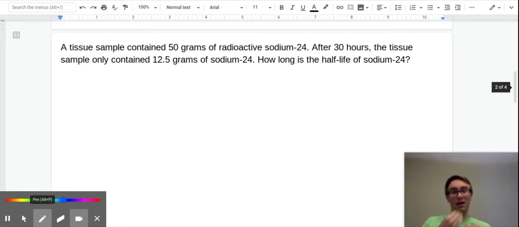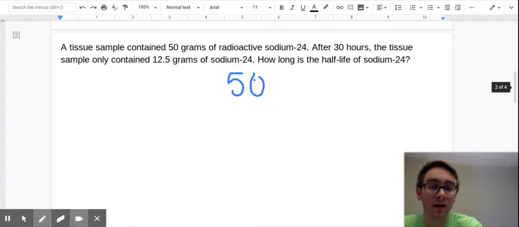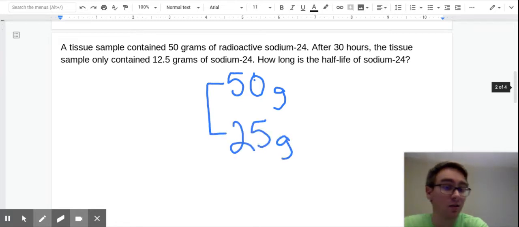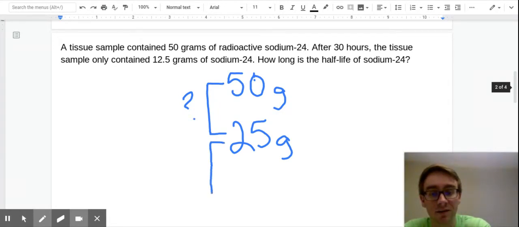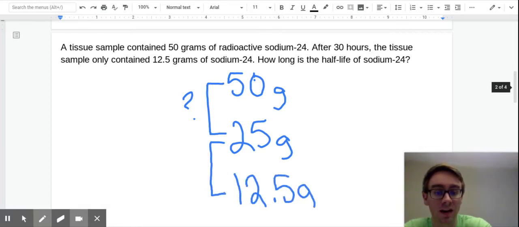As you saw from the video, each half-life is how long it takes for half the isotopes to decay. So if I start with 50 grams, after one half-life, I'd be down to 25 grams. Now, I don't know how long that half-life is yet. That's what we're trying to find out. And then it says it contains 12.5 grams. Well, we're not at 12.5 yet. After a second half-life, half of 25 is 12.5 grams. Well, there's our goal.